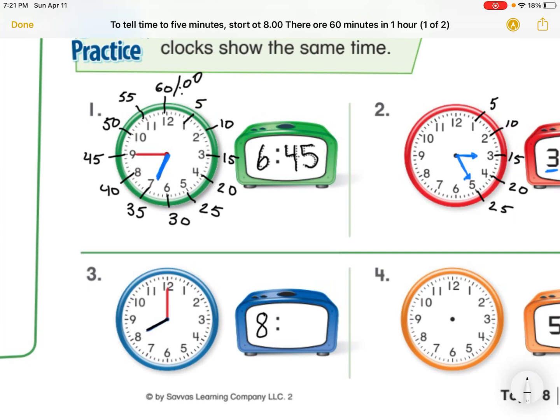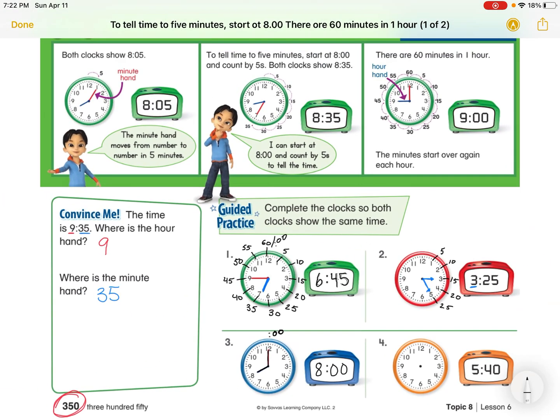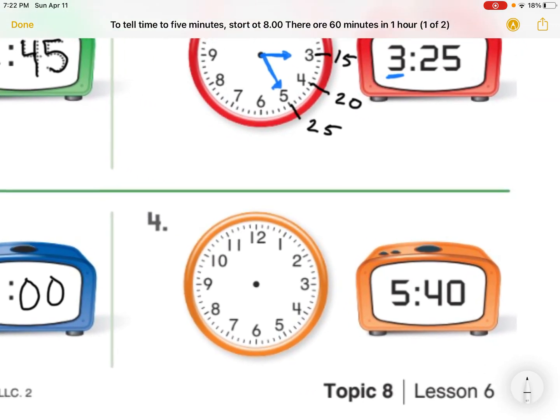And like I have up here, the 12 stands for either 60 minutes or o'clock is what we like to call it. So it's 8 o'clock. So when the minute hand is pointing at the 12, you say o'clock, and it's always going to be 00. So it's 8 o'clock. Let's go ahead now and look at number 4.